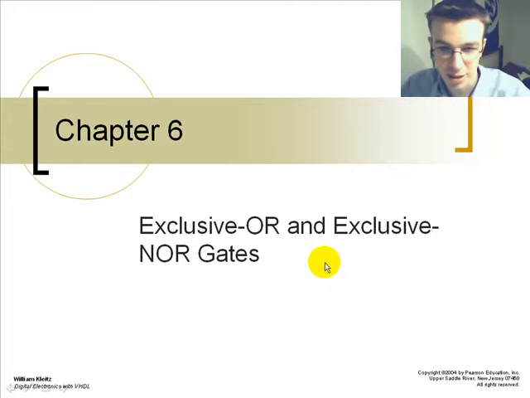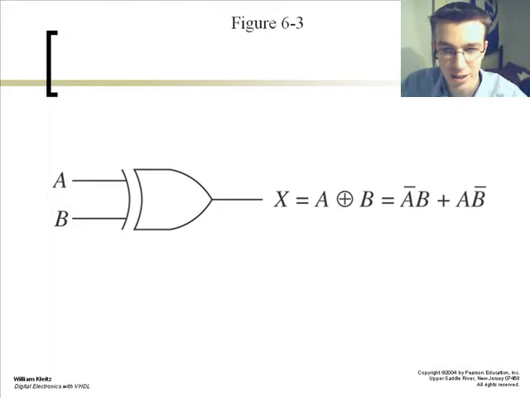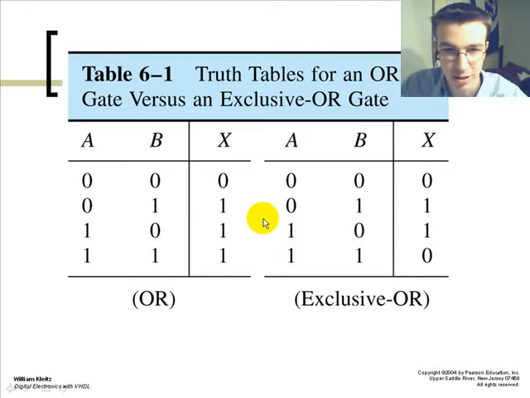Chapter 6, Exclusive OR and Exclusive NOR Gates. The exclusive OR gate gives a high output if one input or the other is high, but not both. The logic symbol and truth table are shown next. This is the logic symbol for exclusive OR, a plus sign with a circle around it. And this is the pin diagram with your two inputs A and B and your X.